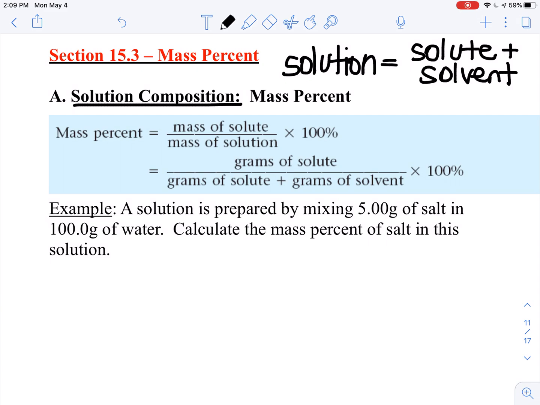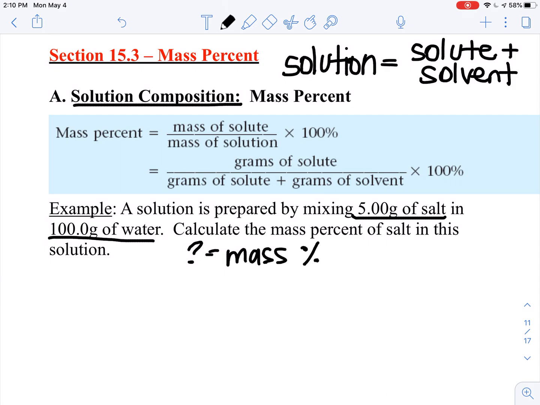A solution is prepared by mixing 5 grams of salt in 100 grams of water. Calculate the mass percent of salt in this solution. So basically we're making salt water and I'm asking you to tell me how concentrated it is. And again, mass percent is a way to measure concentration. So important information: 5 grams of salt, 100 grams of water, and our question mark is, what is the mass percent?